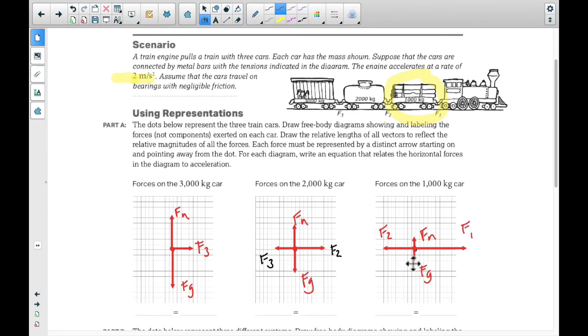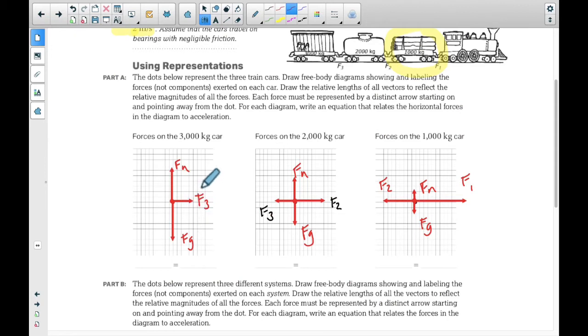My F sub 2 should be the same exact size as this F sub 2. And my F sub 1 should be even larger. Why? Because it's accelerating to the right. And then underneath here, they're asking us to write an equation that relates the forces. So in this case, the only force that we have is F sub 3.